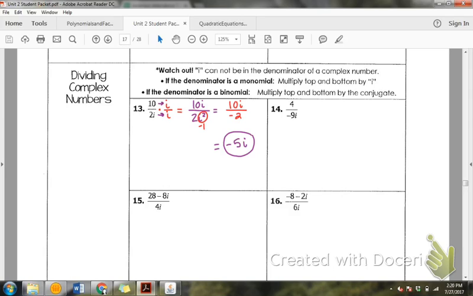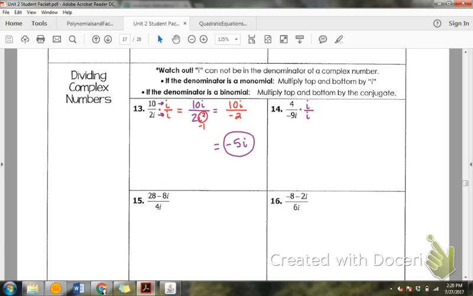Okay, so on number 14, why don't you do this one with me? What page are we in? Page 17. Okay, on 14, we have a monomial on the bottom, so I just need to multiply by what? I. By just I. Because I don't care about the negatives right now. Those are going to work itself out. I just care about I being there. So I'm multiplying by I over I.